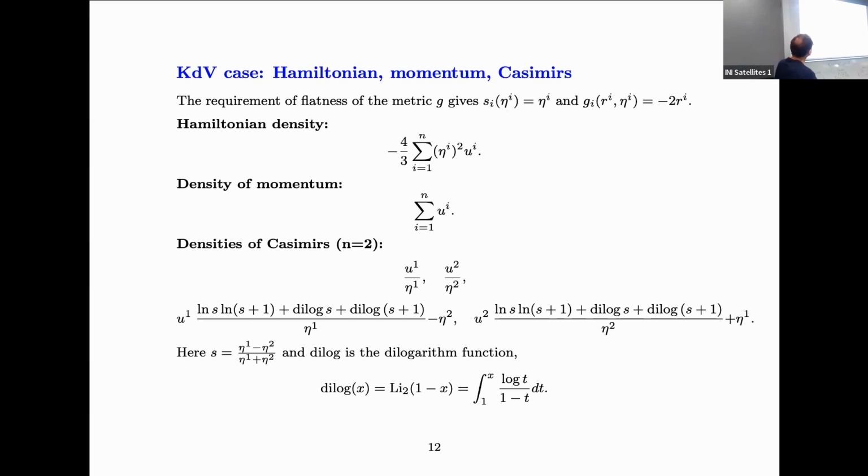Hamiltonian density is this, density of momentum is this, and Casimirs are a bit more tricky. So here I take the case n equals 2, when we have two Jordan blocks. When we have a system of this type, two Jordan blocks only, then two Casimirs are easy, are simple, and then generalize to arbitrary n. But the other two Casimirs are quite tricky, and they're expressed in terms of the logarithm function. So this was unexpected for us. But then Gena told me that they came across the logarithm function in some other context, and maybe it is not accidental that we have the logarithms, right?